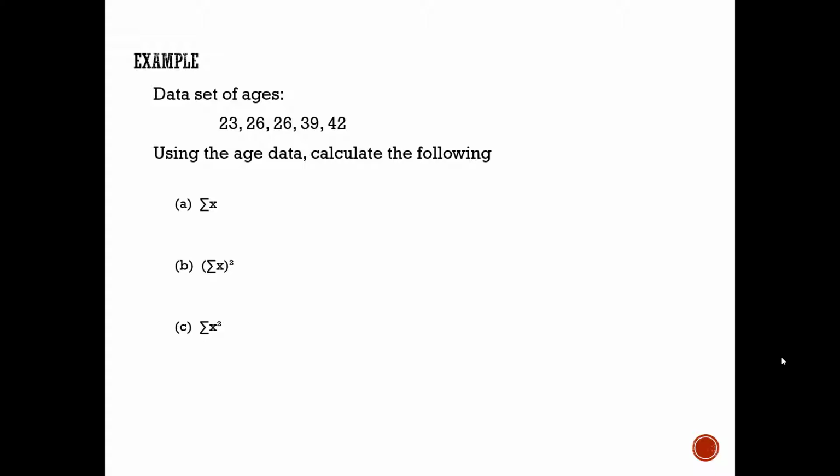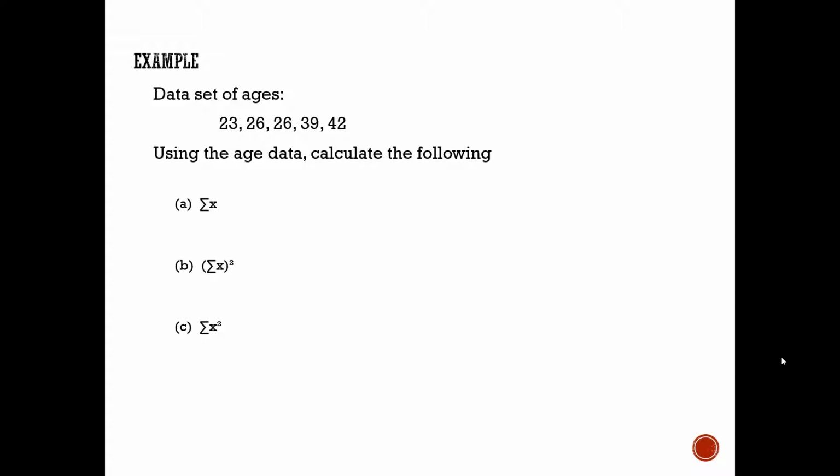Look at the two. Sum of x squared. What happens first? Now think about order of operations. Which comes first, exponents or addition? Well, exponents come first. So we have to take each of the data items, each value, and square it. After you've squared all 5 values, 23 squared, 26 squared, 26 squared, 39 squared, 42 squared, then we get to add them together.